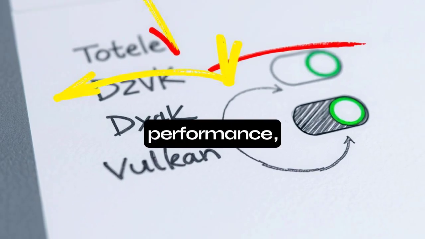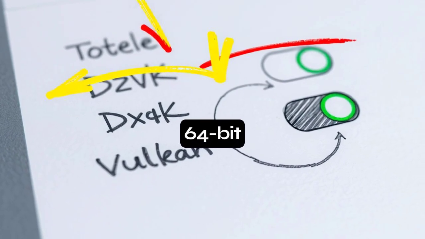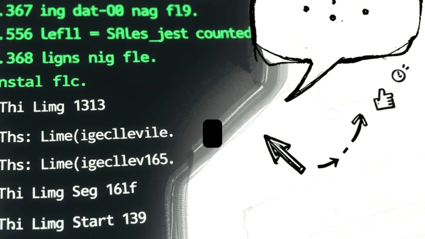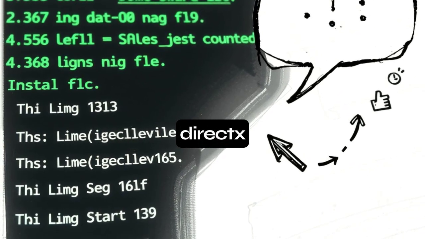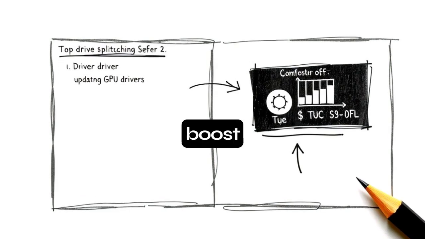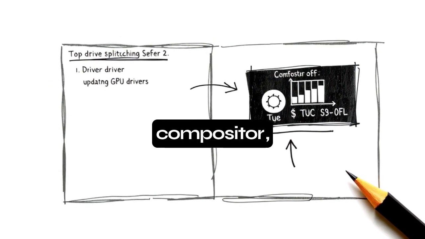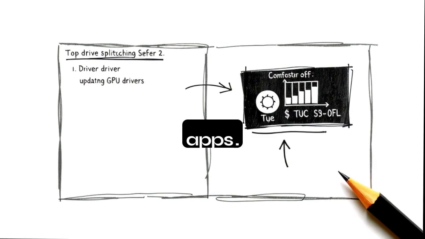For best performance, enable DXVK or Vulkan in your runner and prefer 64-bit prefixes. If you hit crashes, install DirectX and fonts: winetricks dxvk corefonts. Boost FPS by using native GPU drivers, disabling the compositor, and closing heavy background apps.